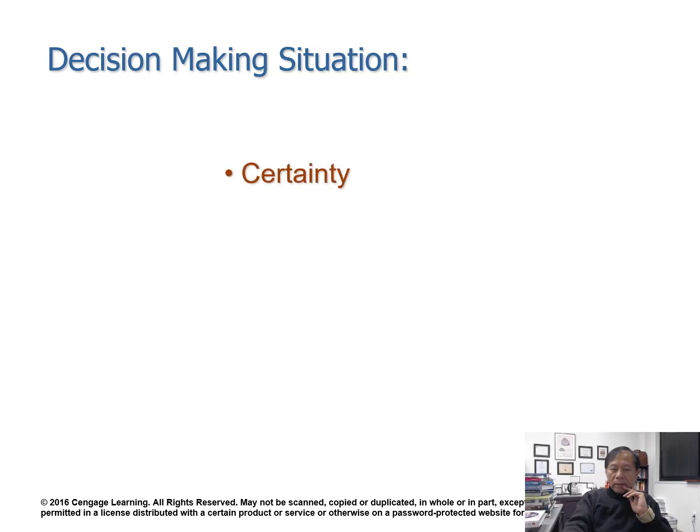Then decision-making situations. We talk about certainty, uncertainty, and ambiguity. Make sure you know the differences here.